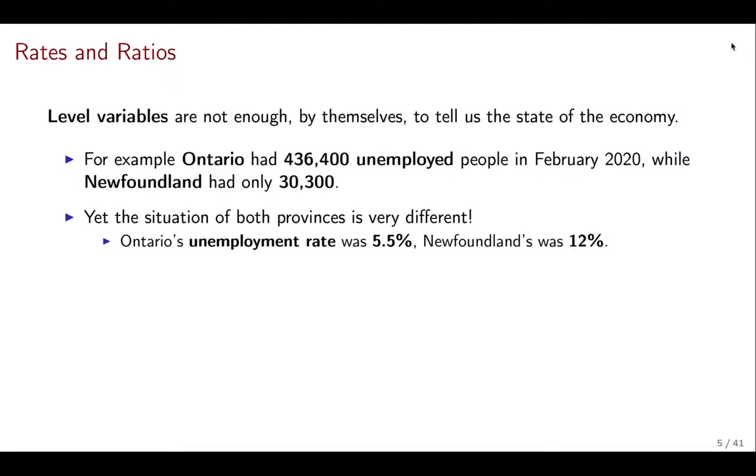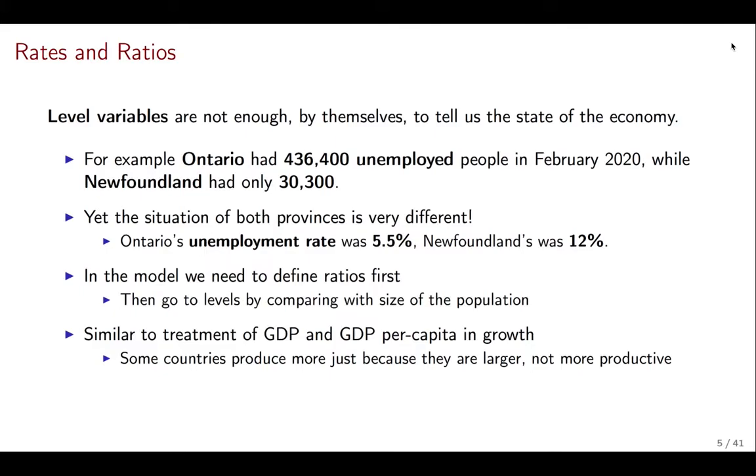Yet the situation in both provinces is very, very different. While in Ontario there was an unemployment rate of just over 5%, Newfoundland has a very high unemployment rate of over 12%. Now this difference is clear in that even though Newfoundland has fewer unemployed people, they also have fewer people overall. And so what we need to do is to define ratios. And what we're going to do in the model is we're going to first define how those ratios move and then go to levels, comparing those ratios to the total size of the economy to get a sense of the total size of the unemployed, of the working age population, etc.